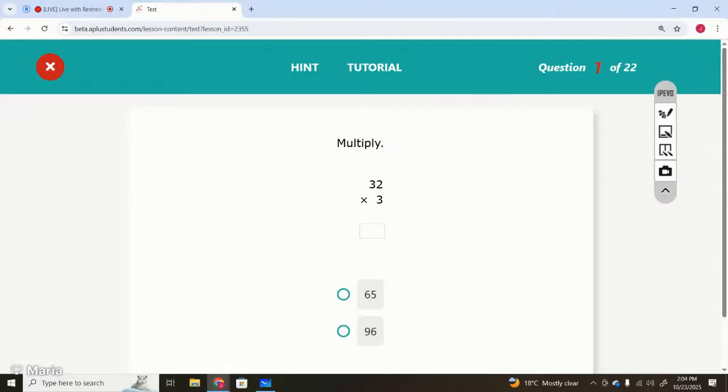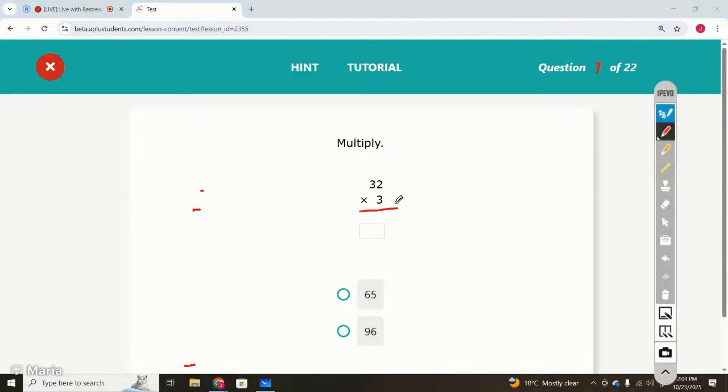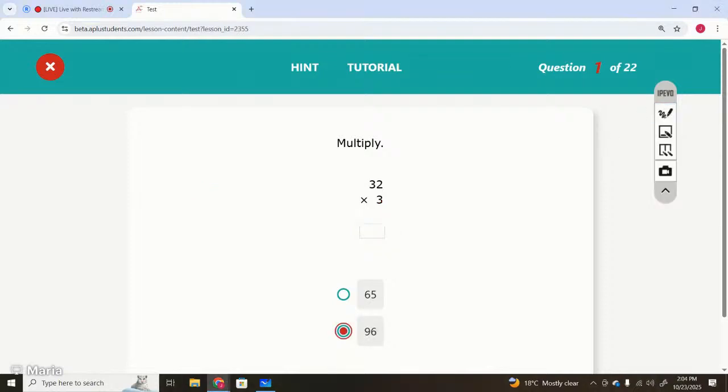Thirty-two times 3. So that's the one we just did in the tutorial. We always start by multiplying the ones digit. So 3 times 2 is 6. Then we need to multiply the tens. 3 times 3 is 9. That is 96. Okay, option number 2 is the correct option. 96 it is.